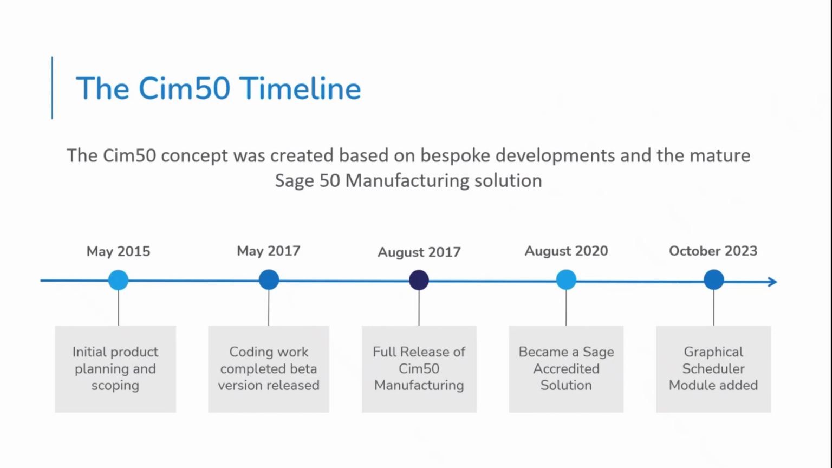We finished the development work in May 2017, so there was a couple of years of planning and development. We released that to beta sites, and in August of 2017 we went to full release, and all 3 beta sites that took our software back in May 2017 are still using the software today, and some appear as case studies on our website. In August 2020, we became a Sage accredited solution after a 3 to 6 month negotiation and testing period. We've continued to develop the solution and added a graphical scheduler module in October 23, and we still continue to develop. Prior to that, we developed a shop floor data capture module as well, basically being able to barcode anything.